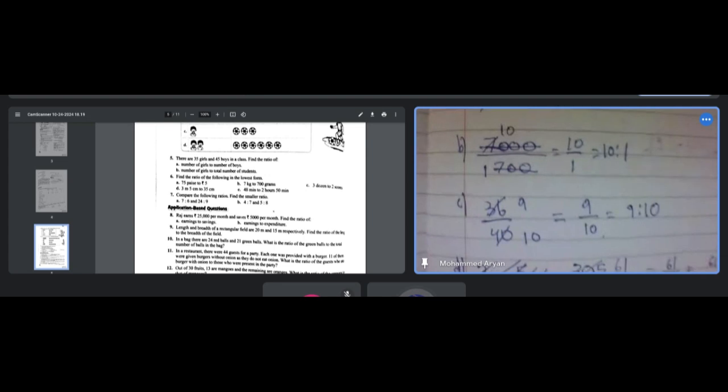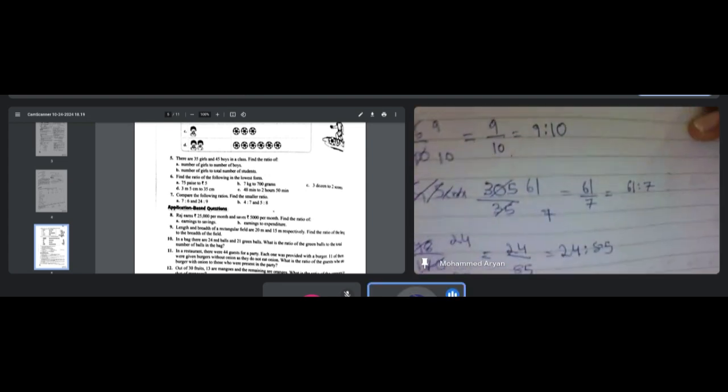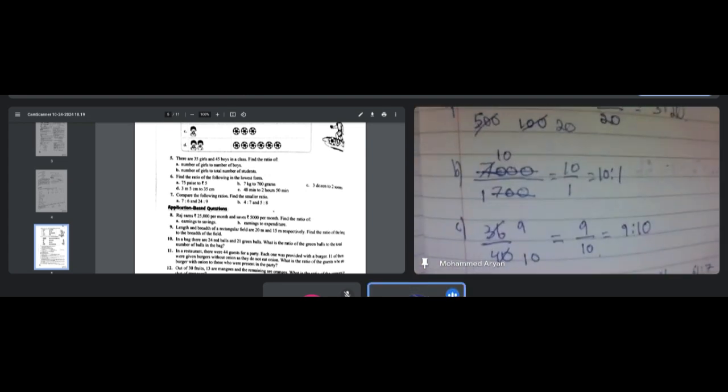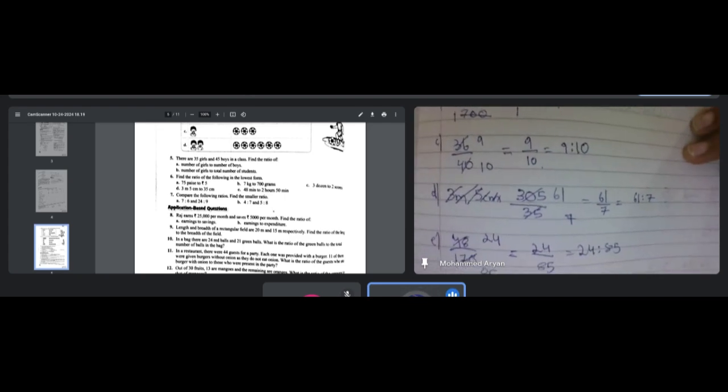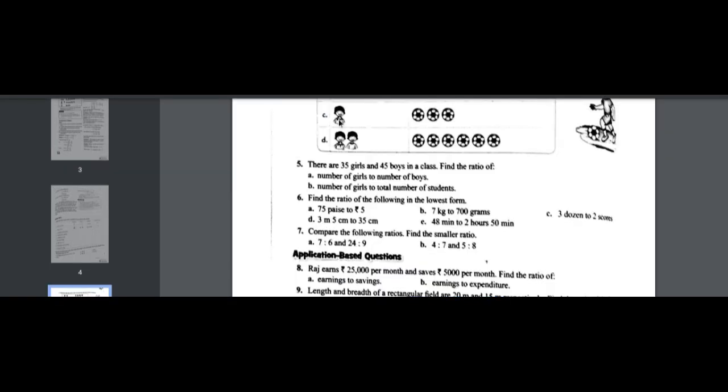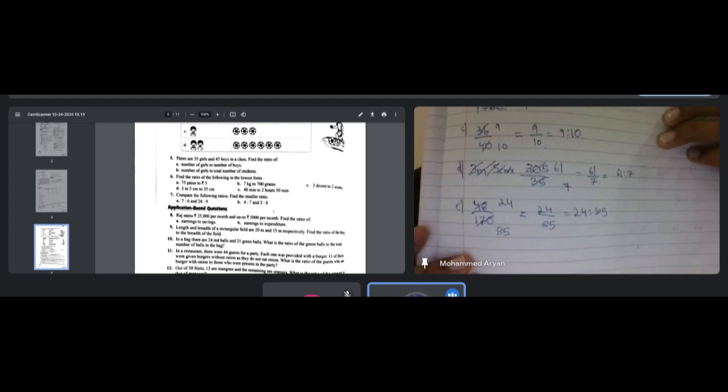Yes, and the next part, D part, that is 61 by... D part, a little bit below. Below. Okay, 61 by 7, and the last part is 24 by 85. Very good, correct answer. Now the seventh one, the comparison. Show the seventh one.